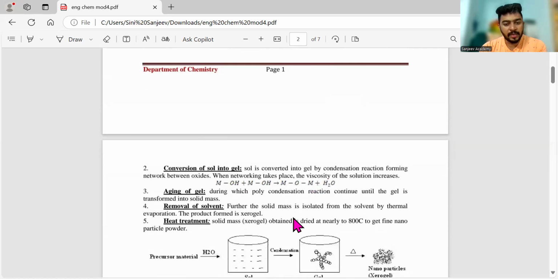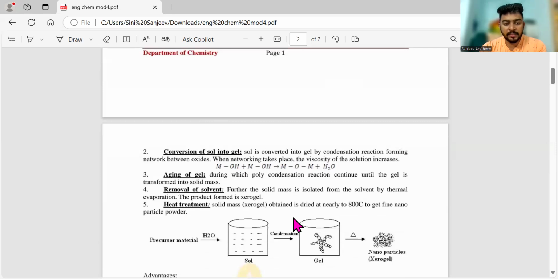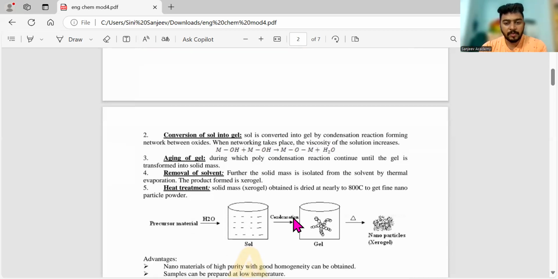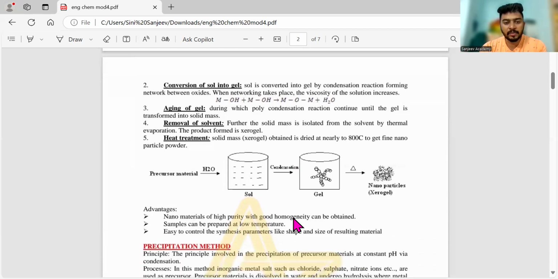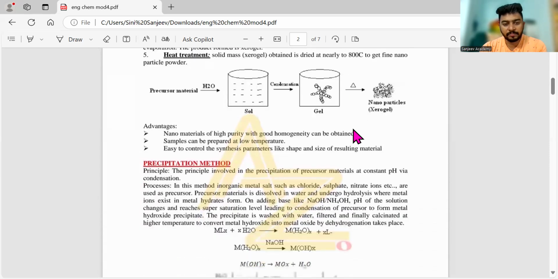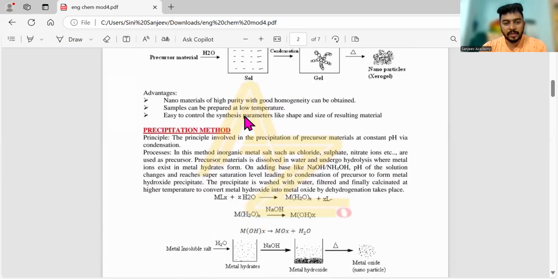Third one is aging of gel. Aging of gel in the sense, we wait until the liquid solid mass is fully converted to solid. Removal of solvent. Any other liquid or vapor that is there, we will remove by heating. That is called xerogel, the product. Then heat treatment. Again, it is dried by heating up to 800 degrees Celsius. So high heating to get the nanoparticle. So these are the steps.